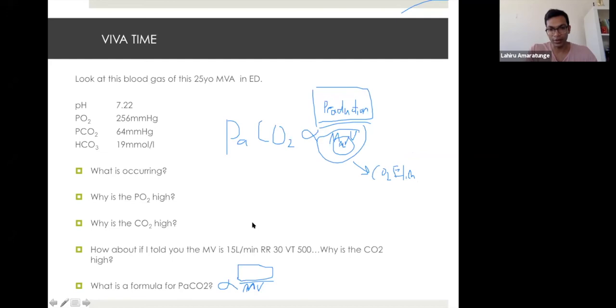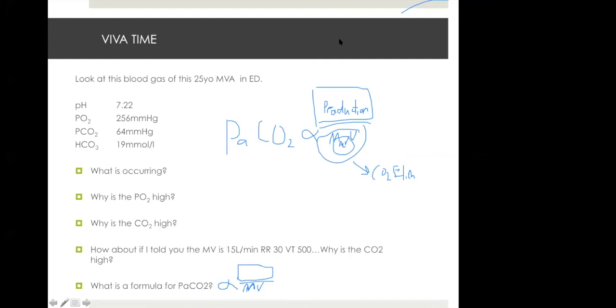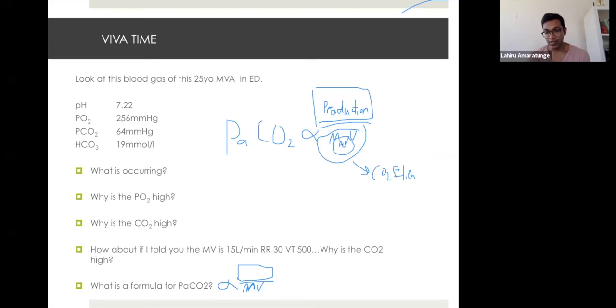What, can I just ask, what are the units for this? Are we working in mils? I mean, yeah, minute ventilation is liters per minute, or volume per time. Production is, yeah, probably PaCO2. So I should have probably put the amount of CO2. I've only got conceptual units here.